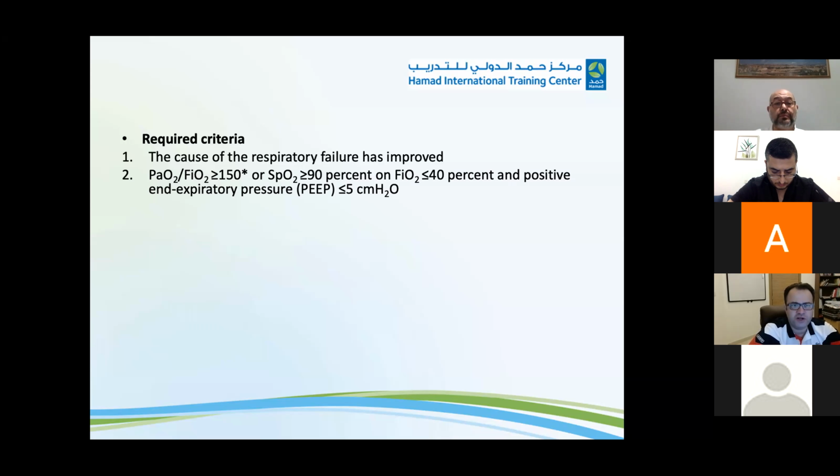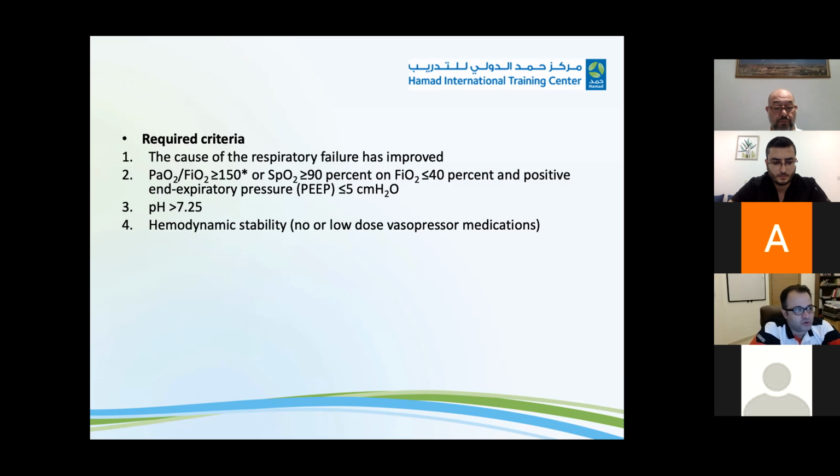If they are very obese patients or COPDers, yes, maybe you can accept a PEEP of 8. I have extubated people with a PEEP of 10, and I know some colleagues who have extubated very obese people with a PEEP of 12. These are exceptions, but the usual rule is you need a PEEP less than 8, or less than 5, most preferably. But that depends on your experience and what you're comfortable with. The pH should be more than 7.25.